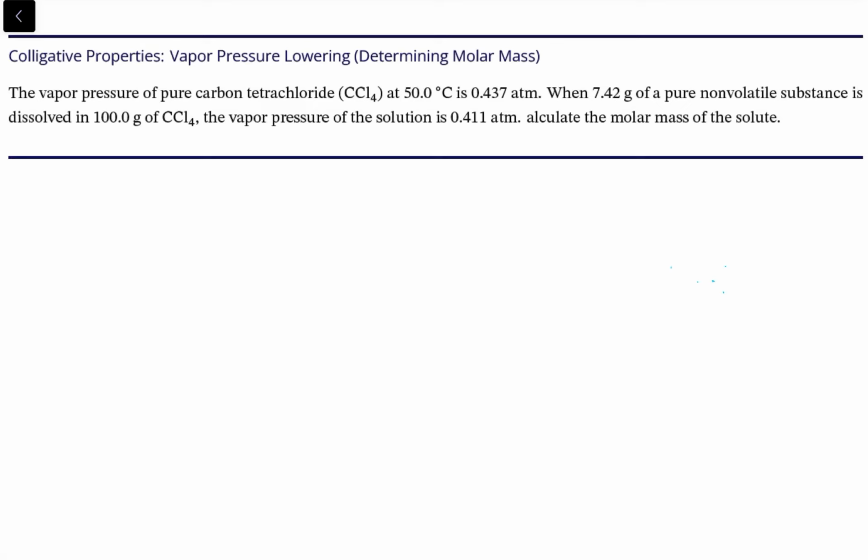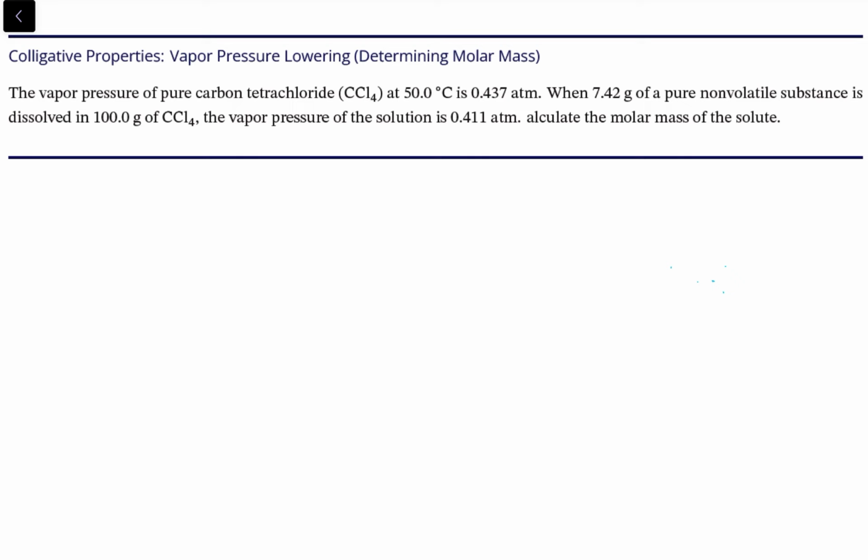Everyone. So I want to look at the idea of colligative properties and specifically how we can use the lowering of vapor pressure to determine the molar mass of a substance. In this question, we're looking at if you have the vapor pressure of pure carbon tetrachloride and you add a non-volatile substance and it lowers the vapor pressure of the carbon tetrachloride. So hence you can see the two vapor pressures are different and the vapor pressure of that solution is lower. Then it asks you to calculate the molar mass of the solute.